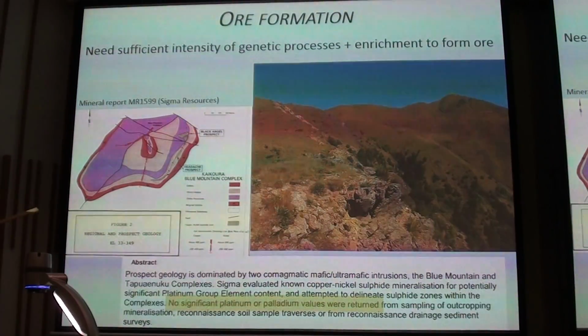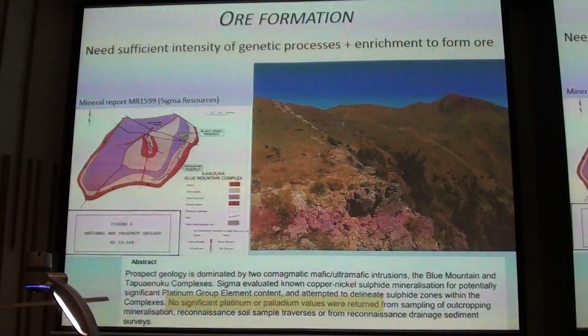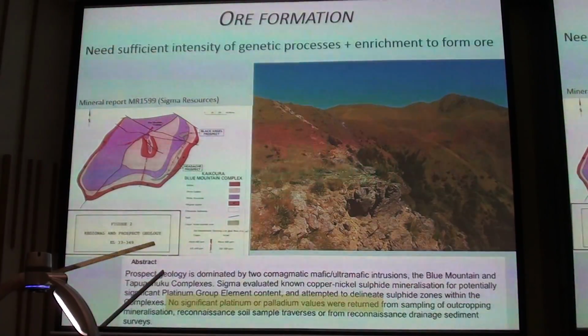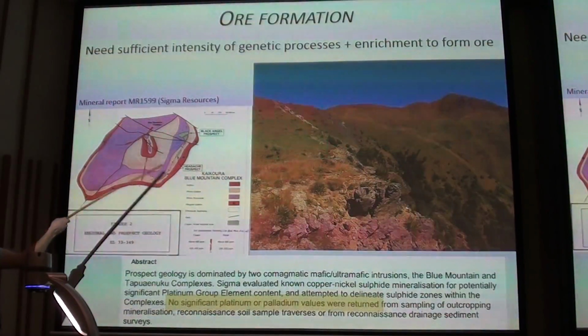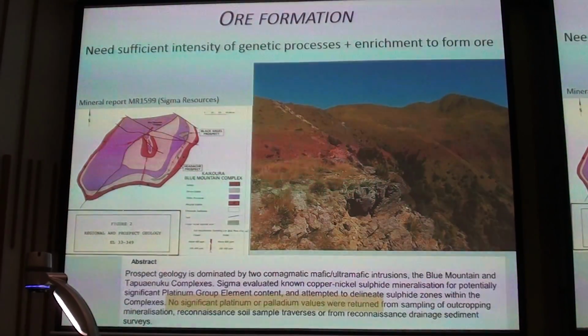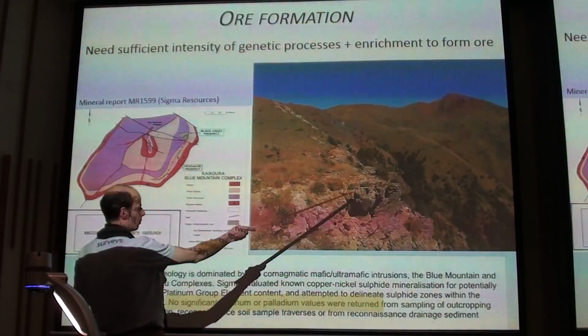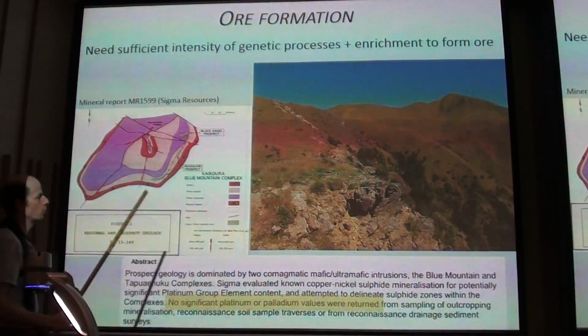This is an example from northern South Island, Blue Mountain, which is a layered intrusion, basically a relatively small layered intrusion with gabbros and pyroxenites. Some are exposed here in the foreground and further up towards the top of the mountain.